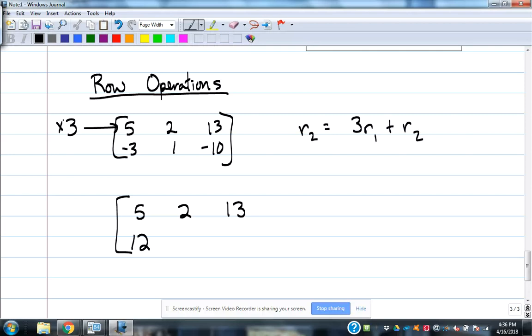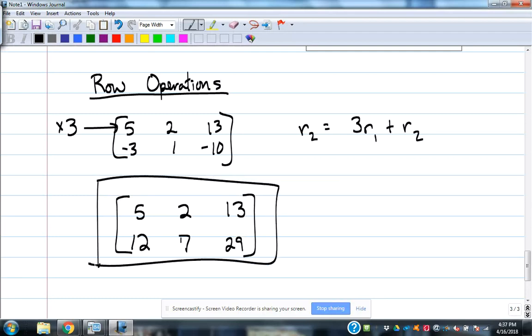It's kind of like distributed property. Yeah. And then I'm saying, okay, 3 times this 2, 6. 6 plus 1 is, so a 7 goes right there. Okay. And then 3 times 13 is... 3 times 13? 39. 39 minus 10 would be 29. And there's your new matrix after that particular row operation.